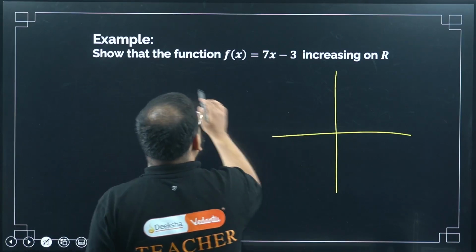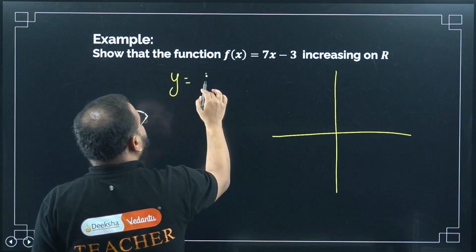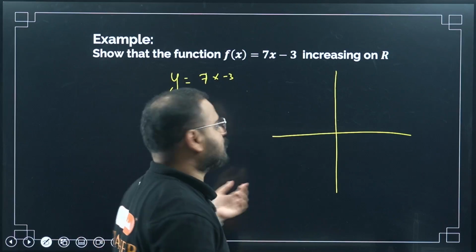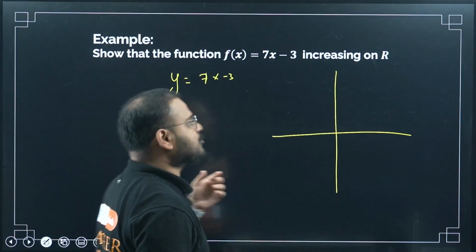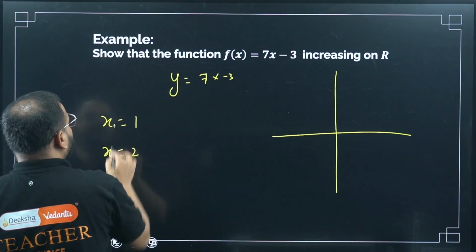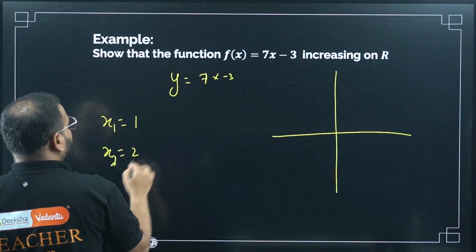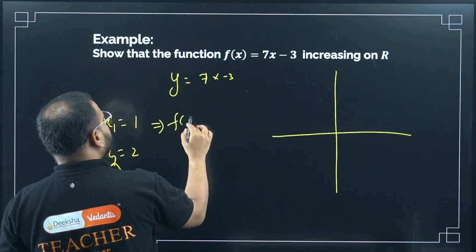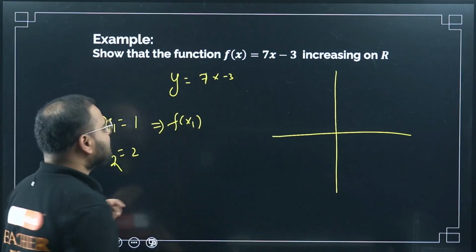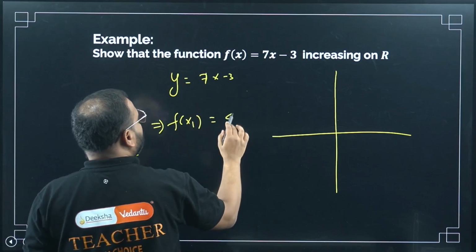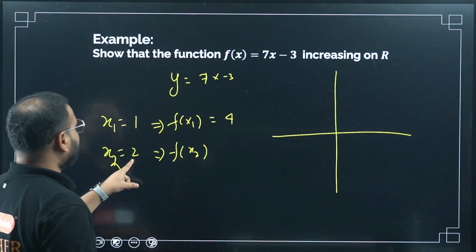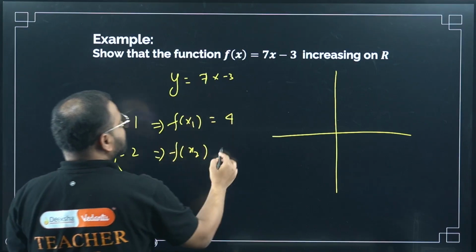How can we define this function? y equal to what? 7x minus 3. I can use the graph also, I can use the values also. Take x equals 1 and x equals 2. x1 is 1, x2 is 2. What is my f(x1)? It will be 7 minus 3, right? x is 1, so 7 minus 3 will be 4. What is my f(x2)? x2 is 2, so 14 minus 3 is 11.